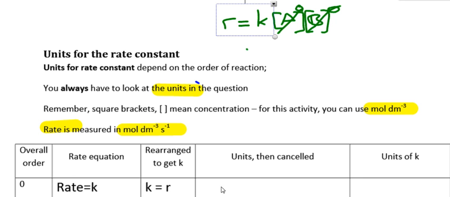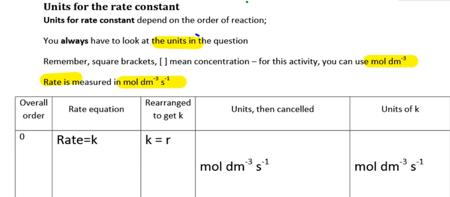In this case then, what will the units be? Well, R is equal to K. The rate is measured in moles per decimeter cubed per second. Since K and R are equivalent to each other, it's just the units of rate. So the units of K this time are exactly the same as the units of rate for an overall 0 order reaction. So there you have the units of K: moles per decimeter cubed per second to the minus 1.